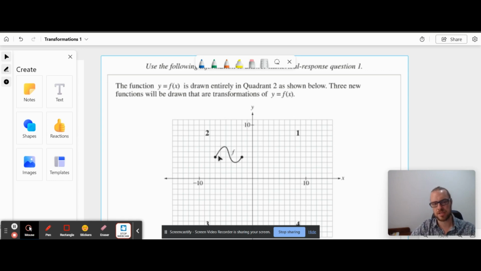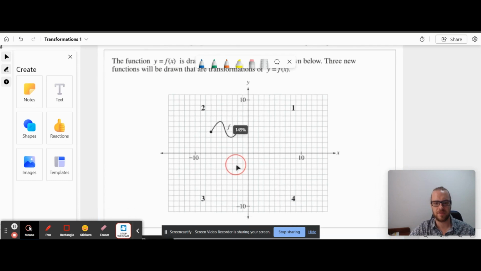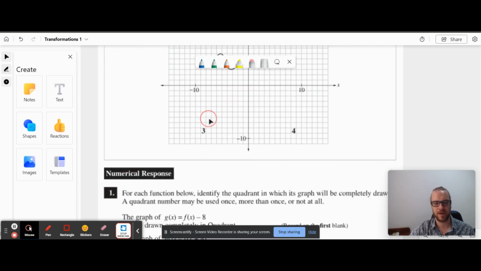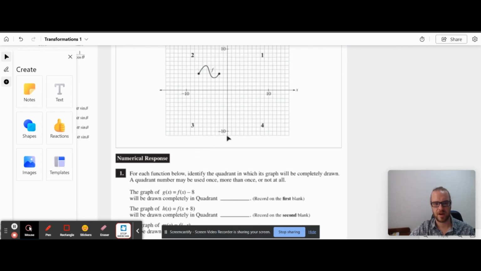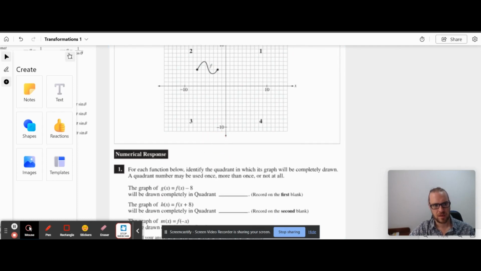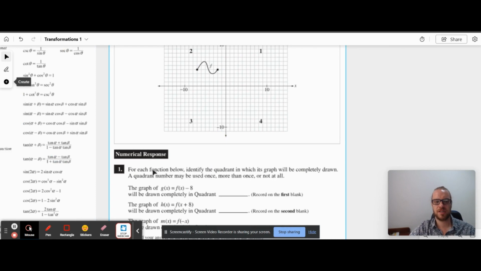Okay, and then what they're going to do is it's a numeric response question. They're going to give us a bunch of transformations using those A, B, C, and D, and see if we can figure out which of the 4 quadrants it ends up in. Okay, so if we go down here, maybe I'll zoom out so you can kind of see the graph as well. For each function below, identify the quadrant in which the graph will be completely drawn.